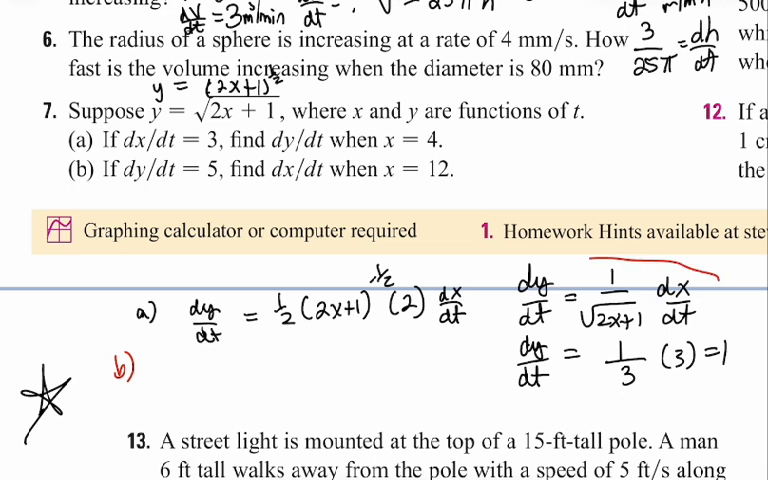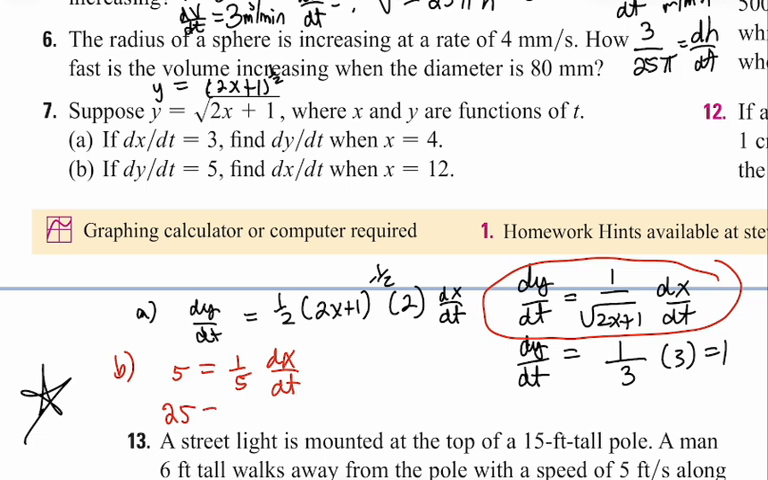Now in B, I'm going to use this same information, but I have to do a little harder algebra, not much. dy/dt is 5. This time our x is 12. 2 times 12 is 24, plus 1 is 25. The square root of that is 5. So that's 1/5 dx/dt. To get rid of the 1/5, multiply both sides by 5. We get that 25 is dx/dt.